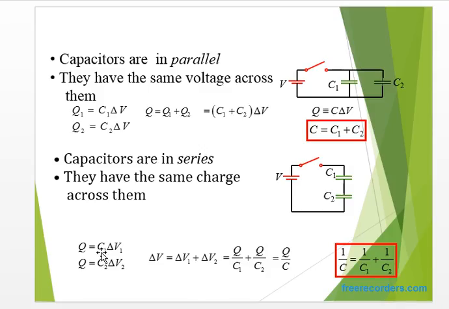So Q is equal to C1 delta V1, Q is equal to C2 delta V2, because the same charge is flowing. Voltage across C1 is delta V1, voltage across C2 is delta V2. So we can say the change in voltage is equal to the change in voltage in C1 plus the change in voltage in C2. Delta V1 is equal to Q upon C1 and delta V2 is equal to Q upon C2. Ultimately we get the formula as 1 upon C is equal to 1 upon C1 plus 1 upon C2.